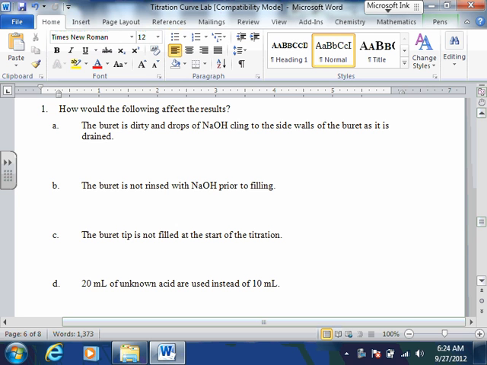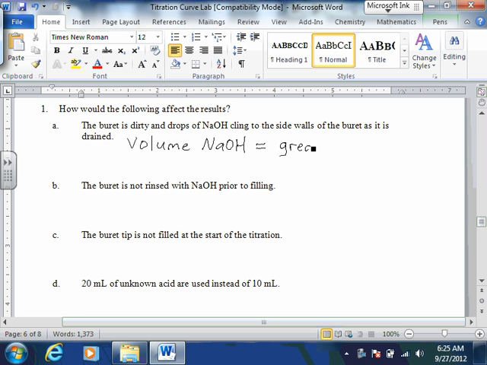So if the burette is dirty and drops of NaOH cling to the sidewalls of the burette as it is drained, that is going to affect your volume of NaOH. So the volume of NaOH here, if this happens, we would actually report it as greater than the actual, okay?